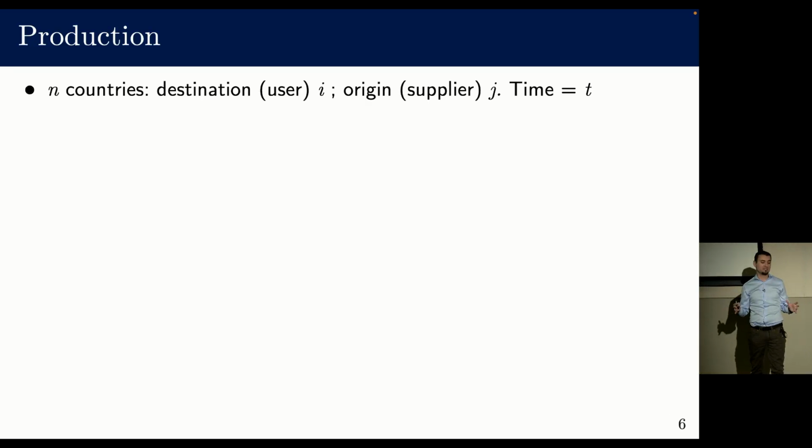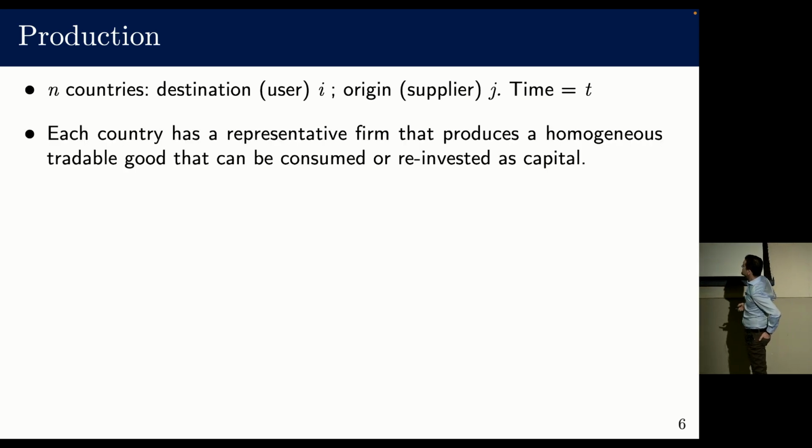So in particular, with the production block of the model, there are going to be N different countries, and I'm going to use the following notation. I'm going to denote the country that receives the capital, where production is used, with the subscript i, and I'm going to denote with the subscript j the origin country. This is where the investors are located. Time is discrete and indexed by t.